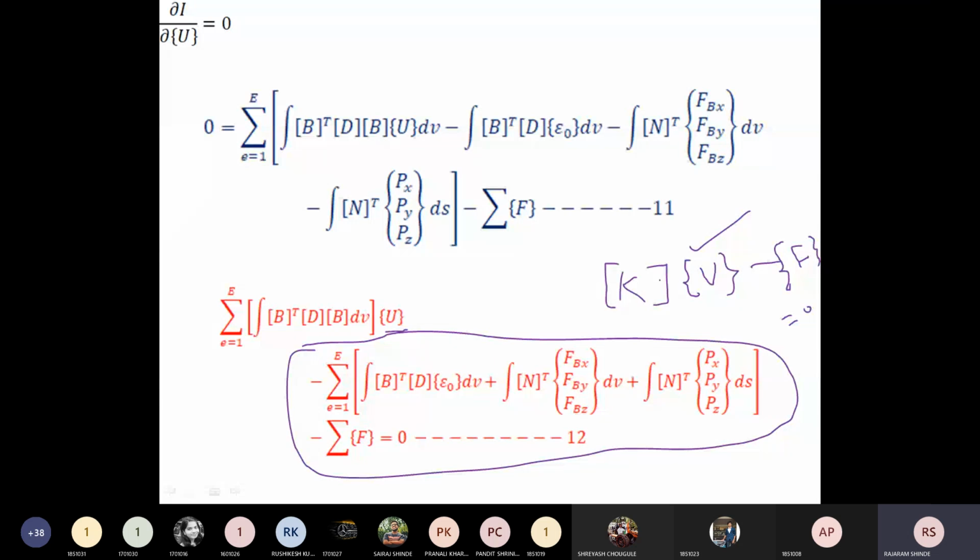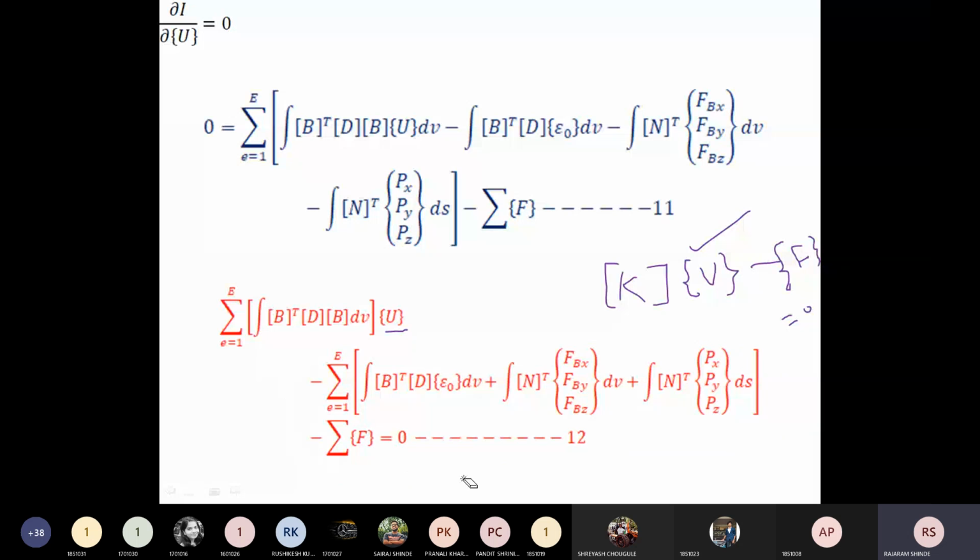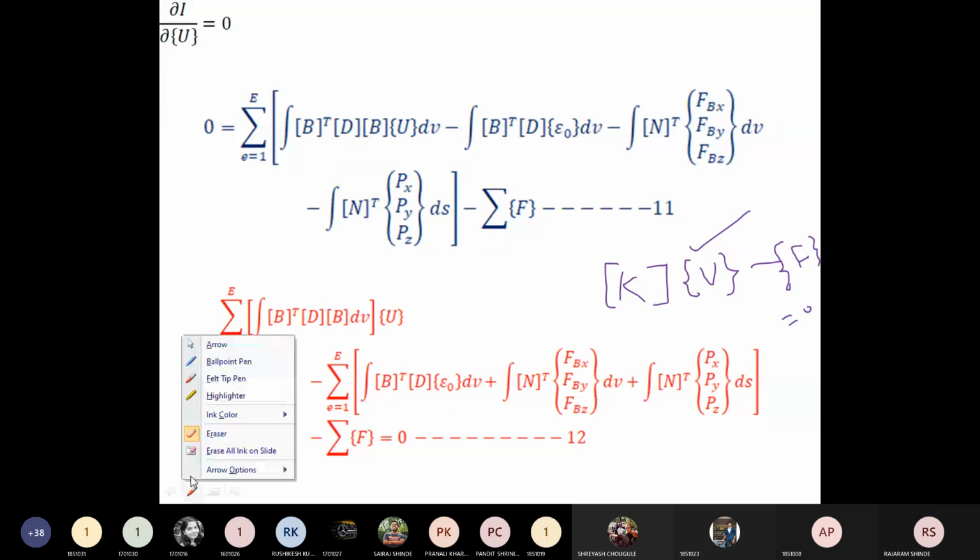Am I right? Now you compare this equation number 12 with the finite element equation, and you tell me what is k and what is f. What is k here? What is k here? Akshay Patil, you see here.